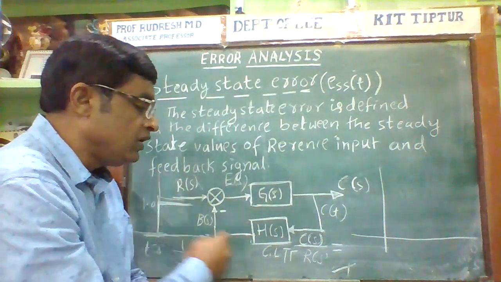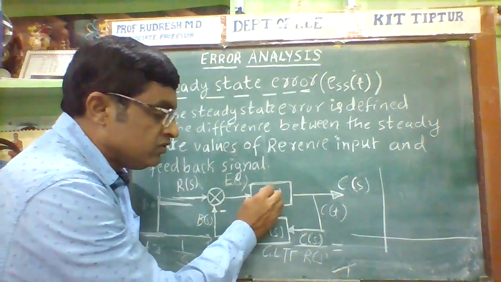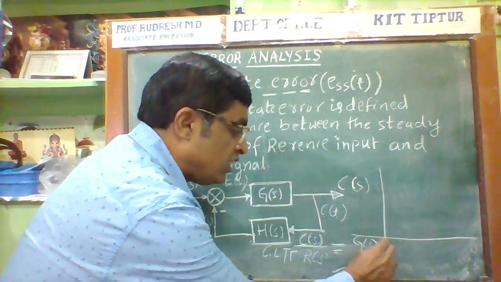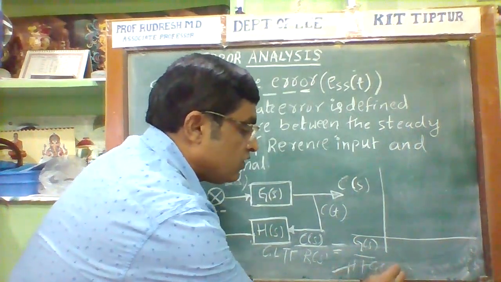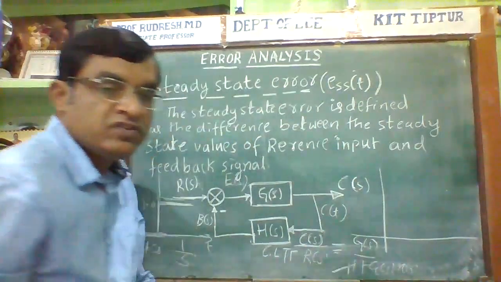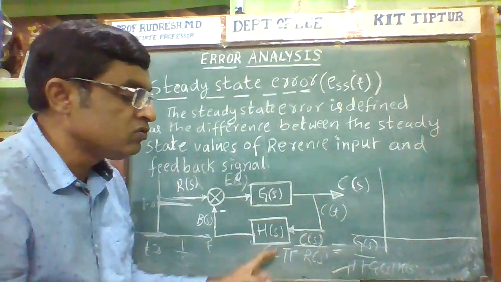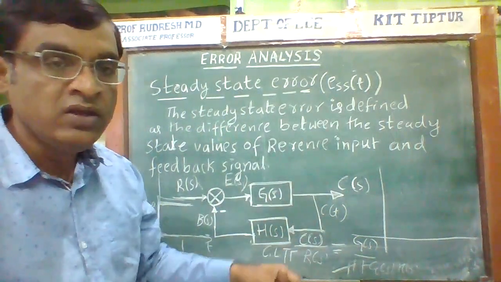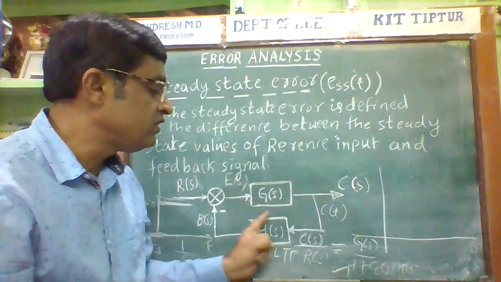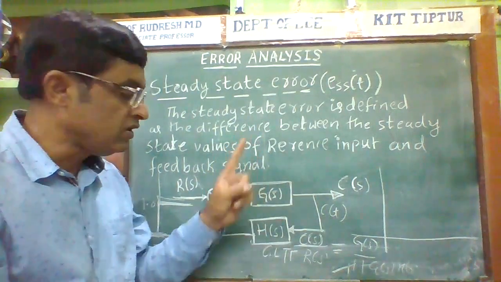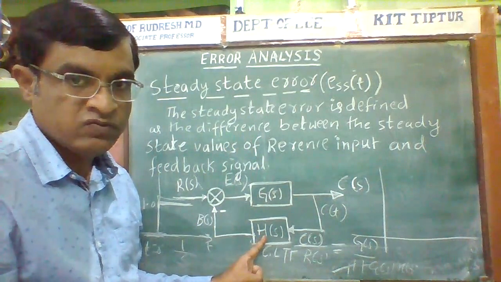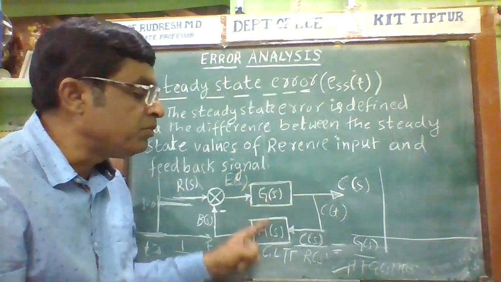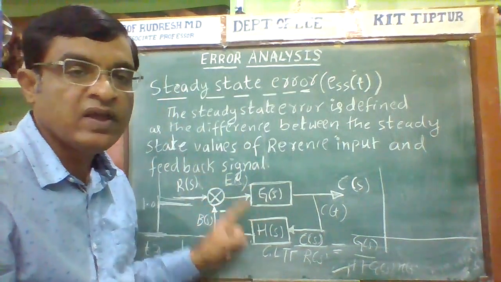Now this is the step signal. Here, what is the transfer function? If I know G of s and H of s, then C of s divided by R of s is equal to G of s divided by 1 plus G of s into H of s. This is the closed loop transfer function. G of s is called the feed forward transfer function. H of s is called the feedback transfer function. And the product G of s into H of s is called the open loop transfer function.